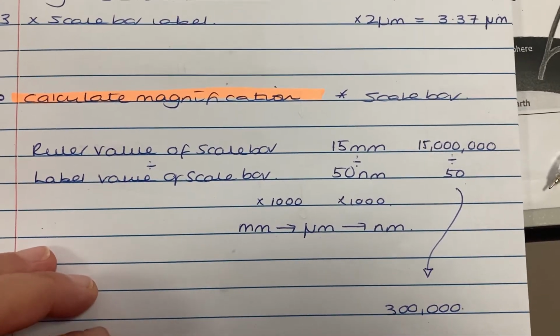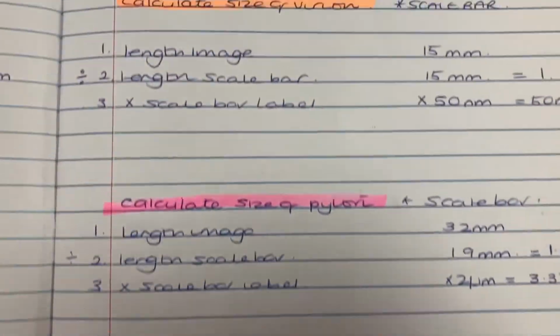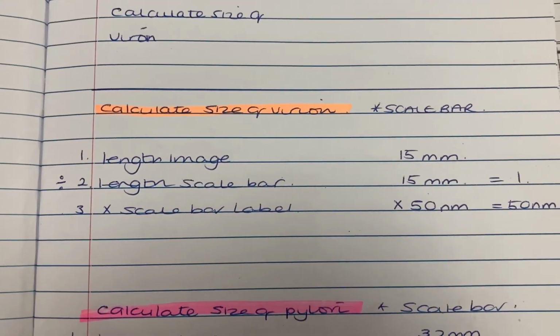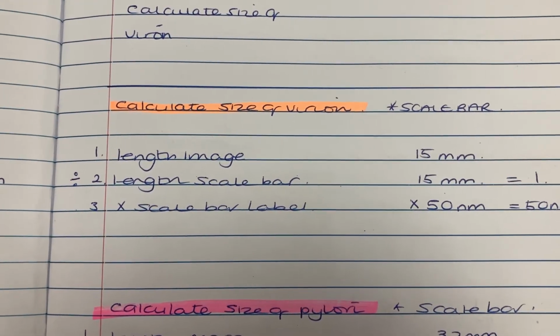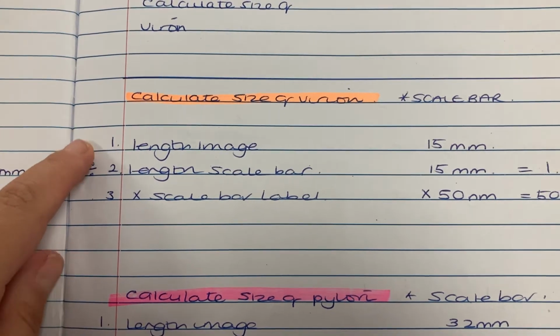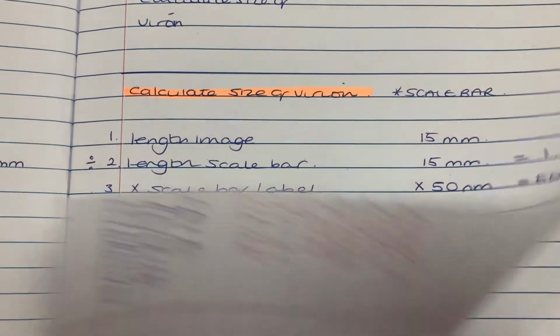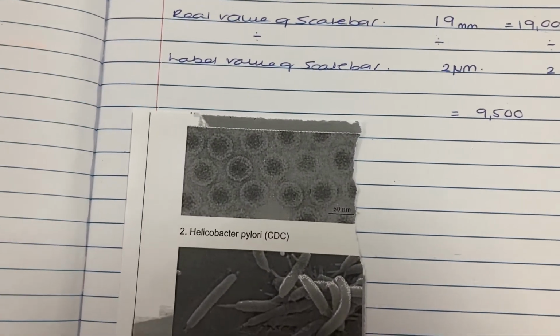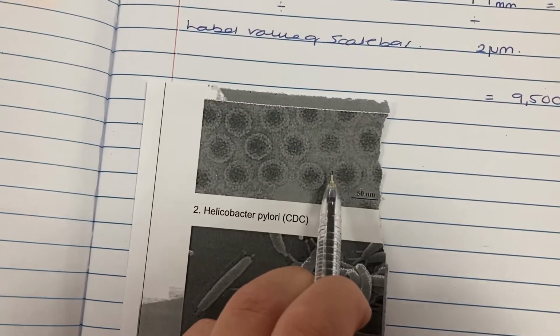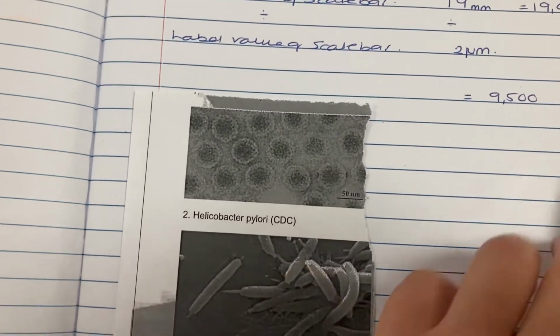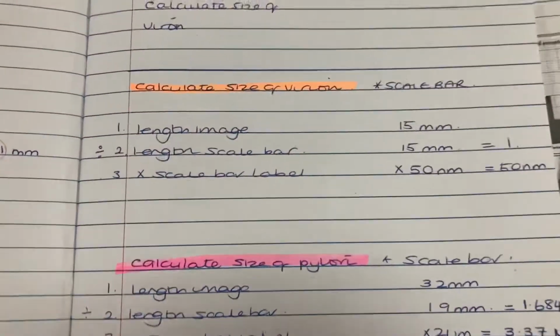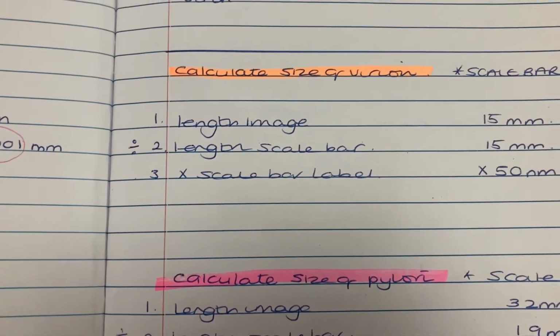Now, if instead we're looking to calculate the size of the Virion, we've got a scale bar, so we're using the scale bar calculations. We take the length of the image divided by the length of the scale bar. The length of the image, I'm going to take a ruler and measure from one side to the other side. That gives me my real calculated length of the image.